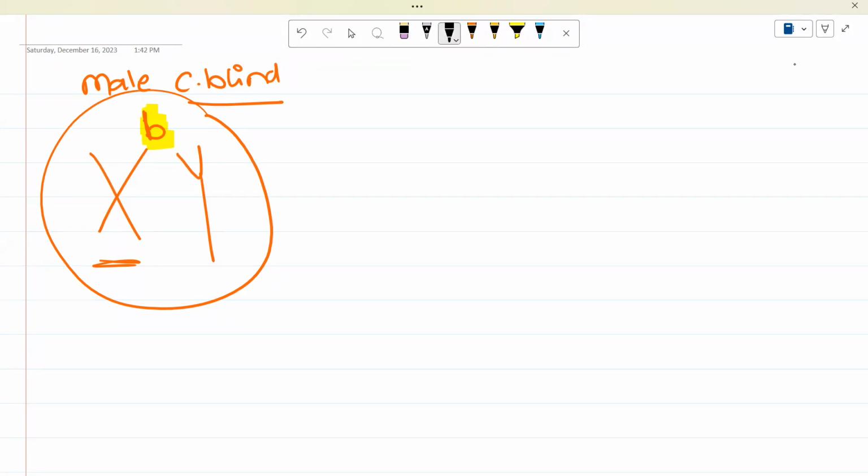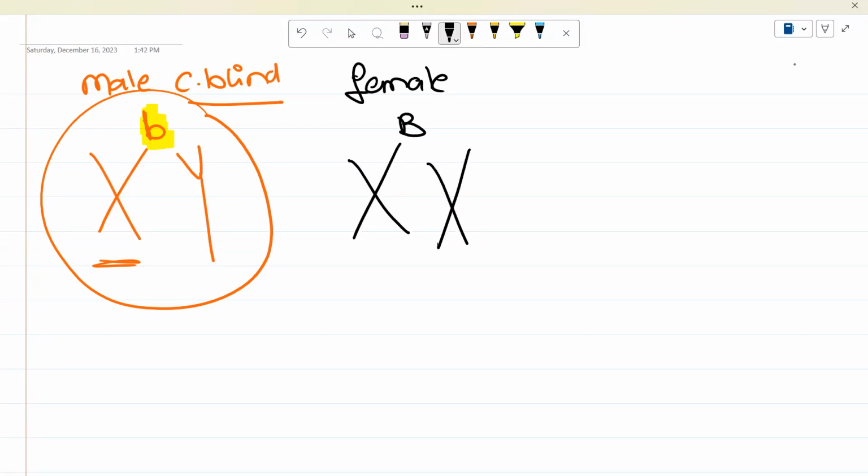Can you tell me the genotype of a healthy carrier female? X, B capital and b small. Excellent. B capital, b small. Okay? Now, can you tell me the genotype of a sick female?